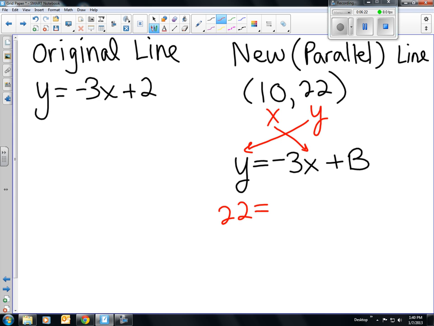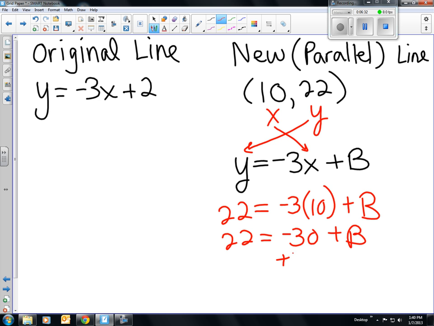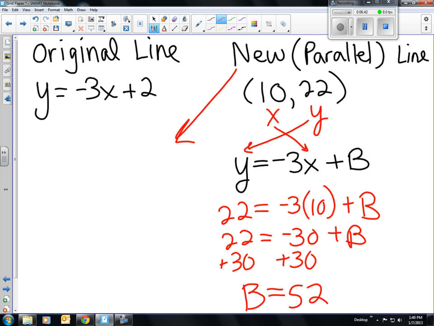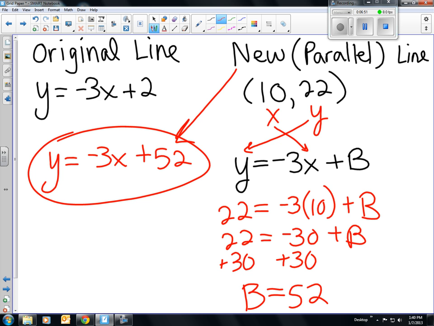So you would say 22 equals negative 3 times 10 plus b, and then this would be 22 equals negative 30 plus b, and then we'd add 30 to both sides. And then here we would find out that b in fact equals 52. So the new parallel line that we're going to write the equation for is going to be y equals negative 3x, because it has the same slope, plus 52. And that would be your answer. And of course, we know that it'd be tough to find that if you were using a graph. It's a little bit too large here. The 52 is the y-intercept.